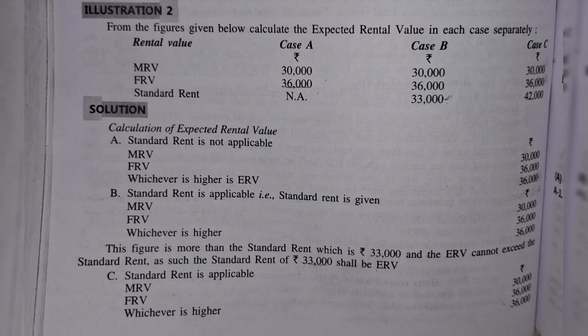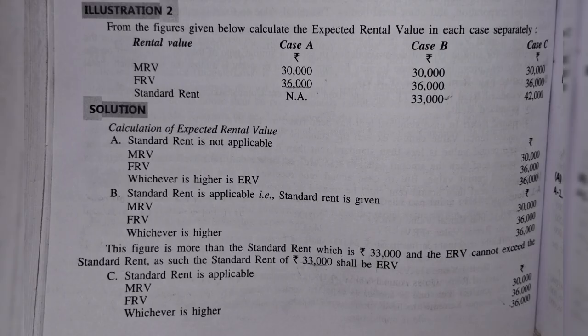MRV is the rental value that is fixed by the municipal corporation on the basis of a survey of house property in the local limits. Fair rental value is the rental value a house property can fetch. It is based on rent prevailing for a similar type of accommodation in the same locality. Standard rent is the rent fixed under the Rent Control Act. So MRV is fixed by the municipal committee, standard rent is fixed by the Rent Control Act, and fair rental value is the rental value a house property can fetch.